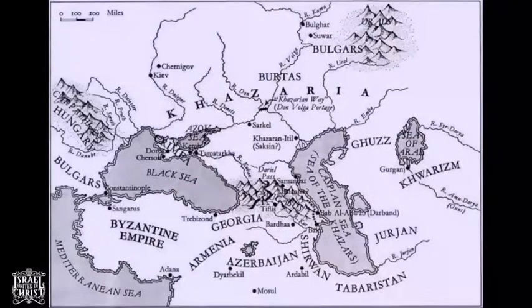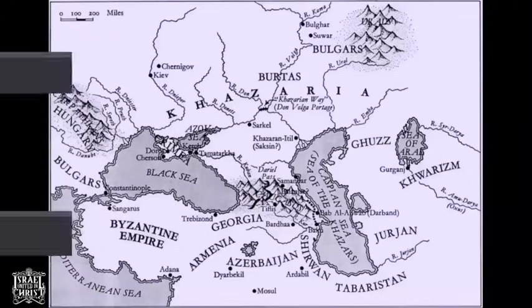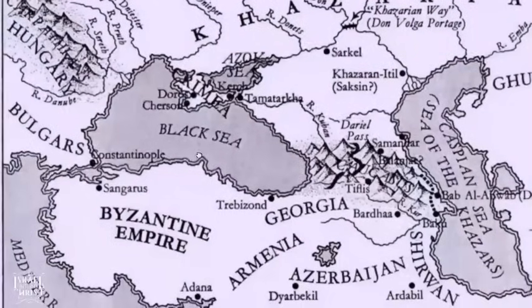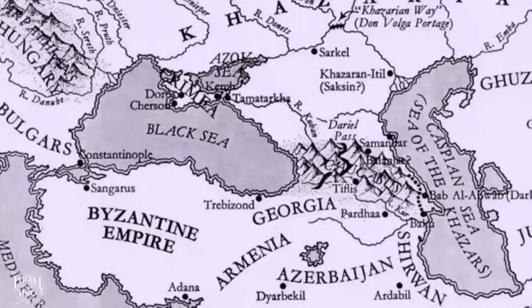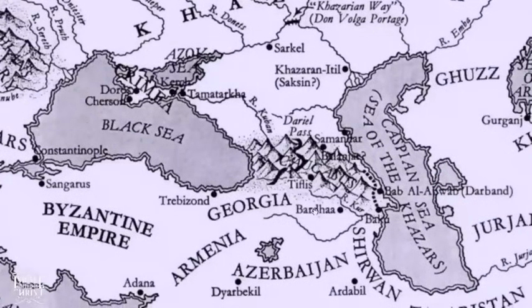Which one? Yeah, right there. Y'all see that map right there? Y'all see Khazaria, right? I want y'all to see the Black Sea and the Caspian Sea. The reason I want to highlight those two seas is because all the names around them have been changed pretty much, but the names of the Black Sea and the Caspian Sea are still the same today.